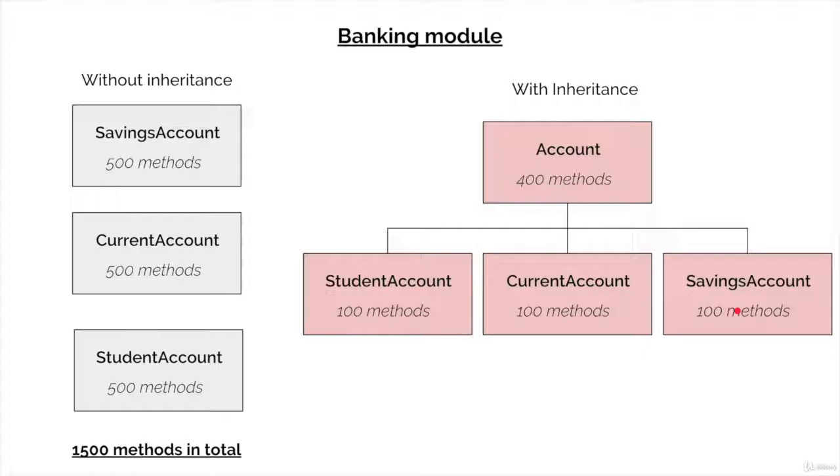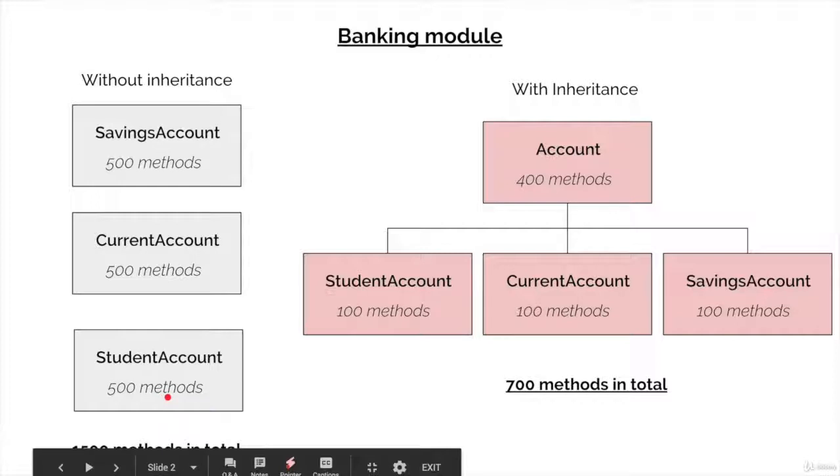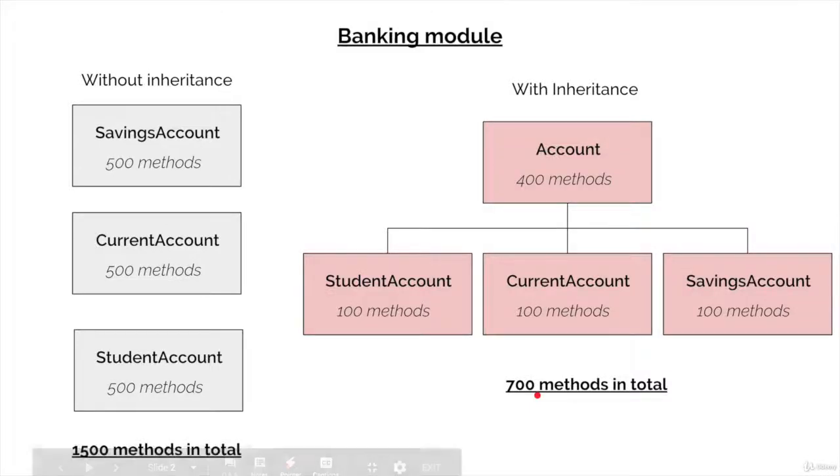So it also promotes maintainability of the code and it also makes it easy for the future development and enhancement. So this is how inheritance becomes really useful in the programming world. And also I would like to mention that you are writing 1500 methods over here in total, but in this particular method you are just writing 700 methods, so it also reduces the code base by a lot. And it's very easy to maintain as well.